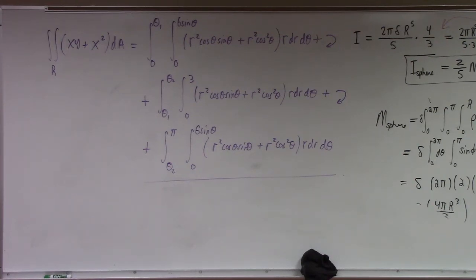So for polar, for a double integral where you're trying to convert bounds to polar, it's important to identify what's your inner radius and what's your outer radius when you're setting up the integrand.